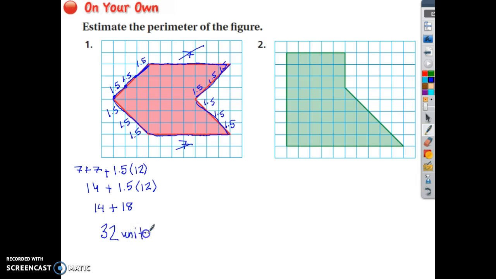So, just to recap, what we have found is that the distance around the outside of this figure, or the perimeter of this figure, is a distance of 32 units. If you were to walk around this figure, you would walk a total of 32 units, whether it be feet, miles, yards, again, we don't know. I'd like you to go ahead and take a moment to practice number 2 on your own.